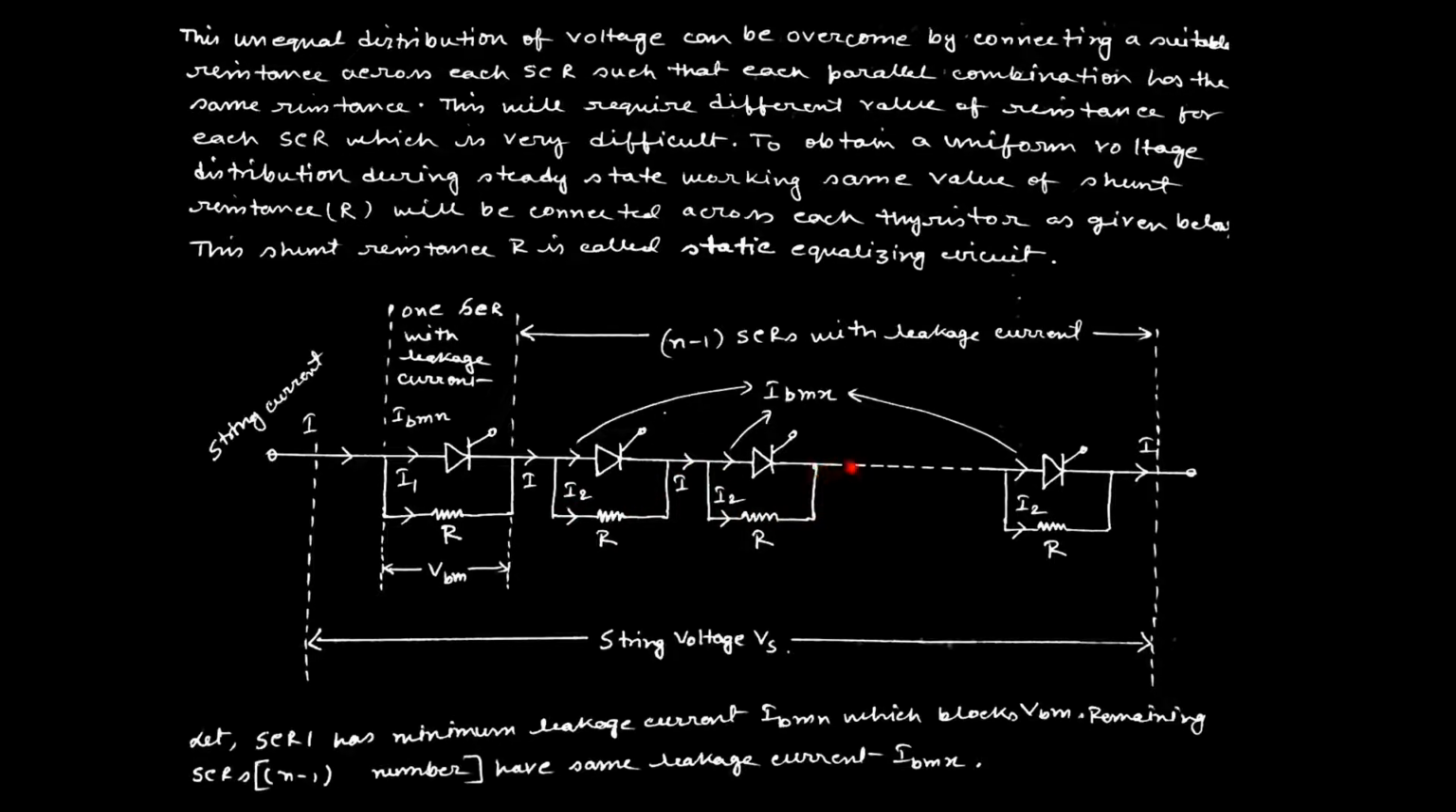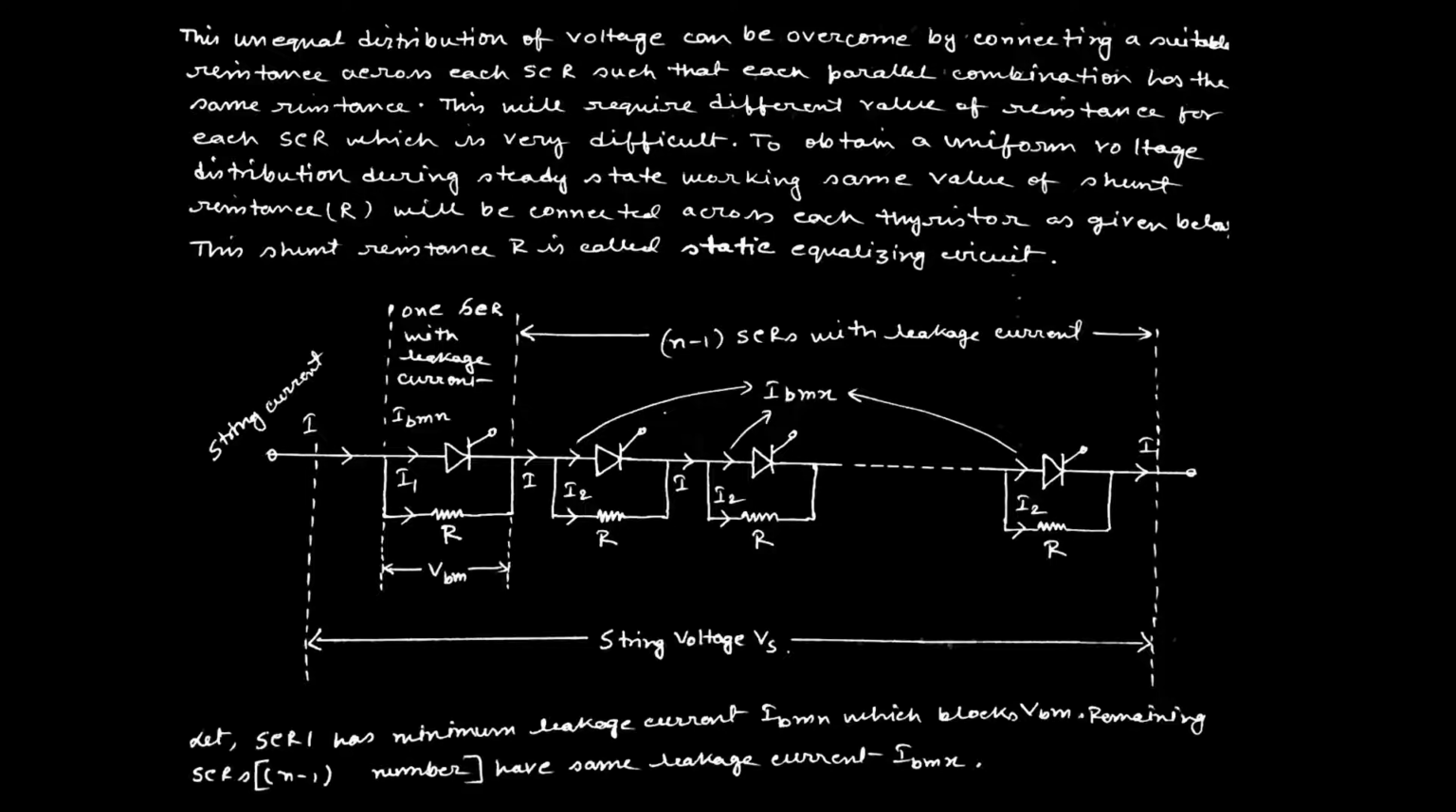Similarly, this is I2 R. That means in the first case, suppose the first SCR has leakage current IBMN and all other SCRs have the leakage current IBMX, meaning the same amount of leakage current is possible for the other SCRs. But we assume for the first SCR, which can block the maximum voltage, a different leakage current value, that is IBMN. And the potential difference or voltage appearing across the first SCR is VBM.